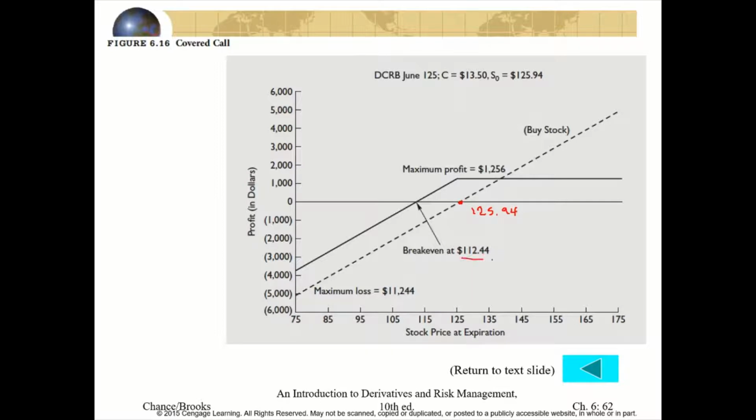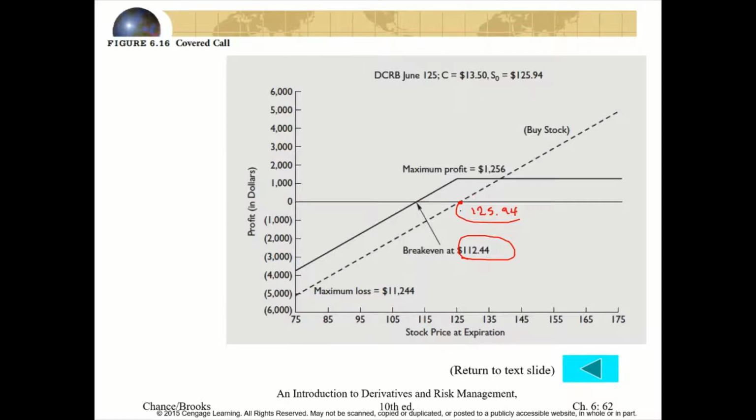We see that the break-even point here is lower than 125, right? So it is providing me with a cushion, or a buffer, in case the price went down. So I will not start incurring a loss until the price declines below 112.44. If I did not enter into a covered call and I just bought the stock, at any price lower than 125.94, I will incur a loss. So this is one of the advantages of the covered call.